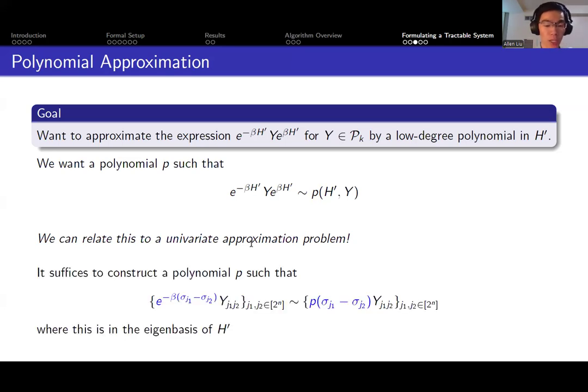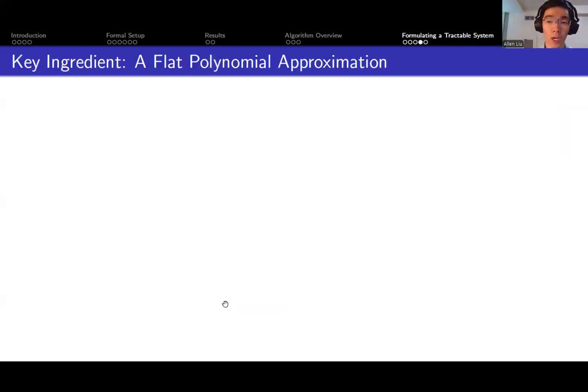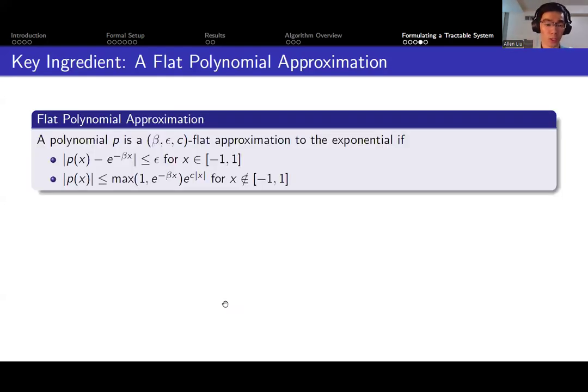Roughly this is because if we work in the eigenbases of h prime, then this exponential expression actually ends up becoming just some univariate exponential entry-wise multiplying the entries of y in the eigenbases of H. And this problem reduces to a univariate approximation problem. However, we will need a non-standard, non-trivial notion of univariate polynomial approximation.